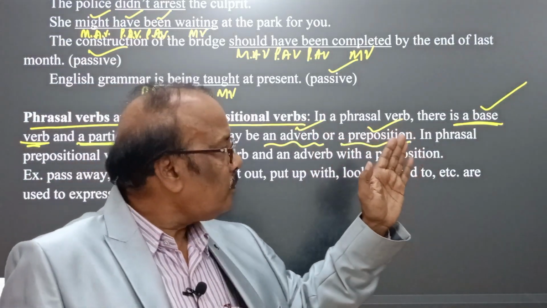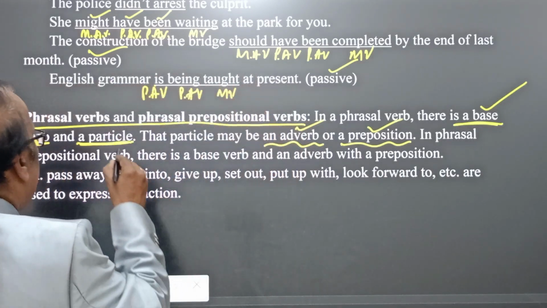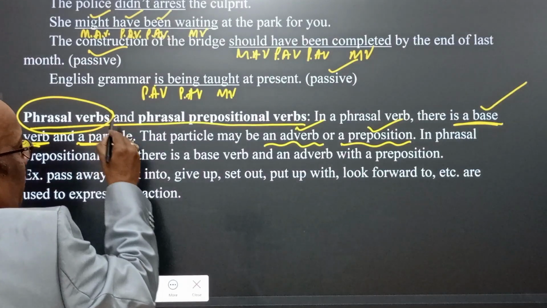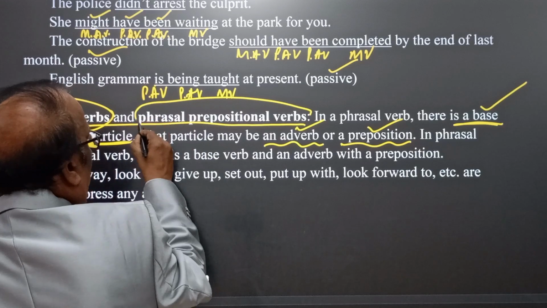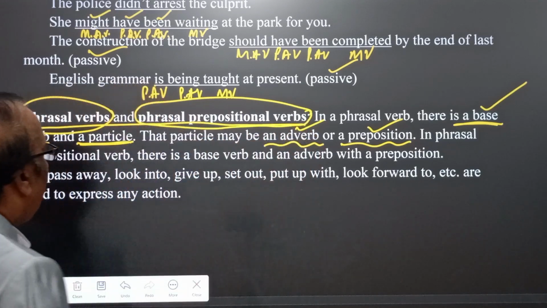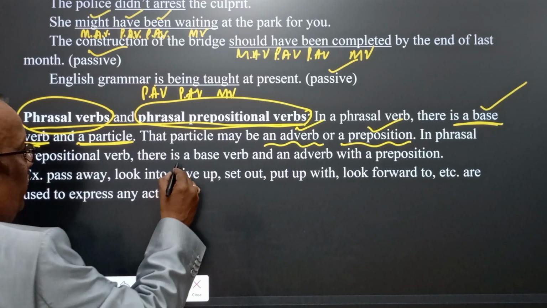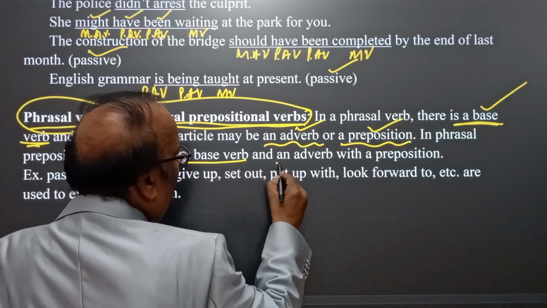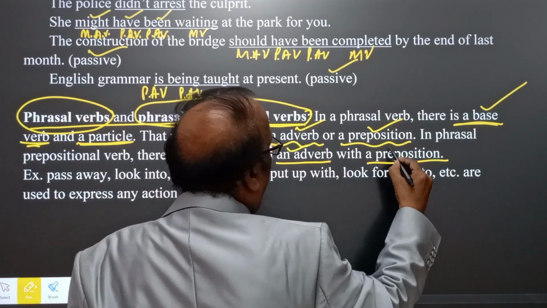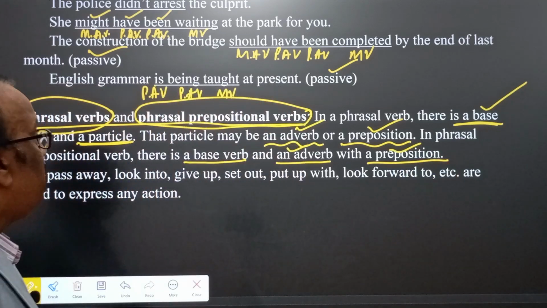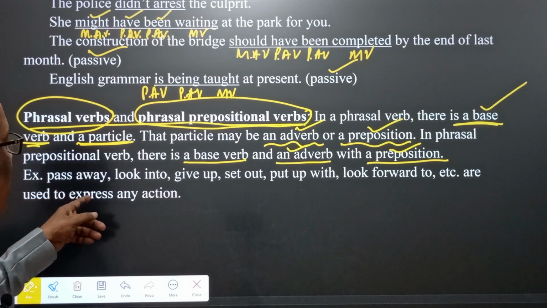If we think of the phrasal prepositional verb, again this is a phrasal verb, and again a phrasal prepositional verb. What is a phrasal prepositional verb? In a phrasal prepositional verb, there is a base verb again and an adverb with a preposition. Yes, remember, an adverb and a preposition. This is a very interesting factor.